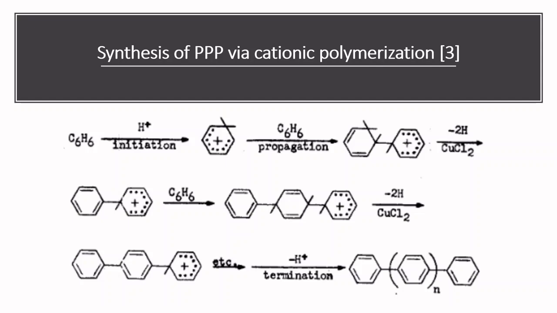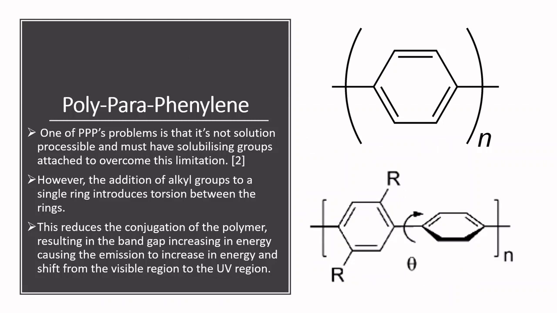It can then react with a benzene ring, adding it to the ring, and once two hydrogens are removed, you'll be able to see that one of the benzene rings has been added to the reactive end. This continues happening over and over again until you have a certain number of benzene rings on the polymer, however many you want, and then it is terminated by finally removing the proton that activated the ring in the first place. One of PPP's major problems is that it is not solution processable, which is one of the main ways that the polymer is applied to a surface to create the final light-emitting product.